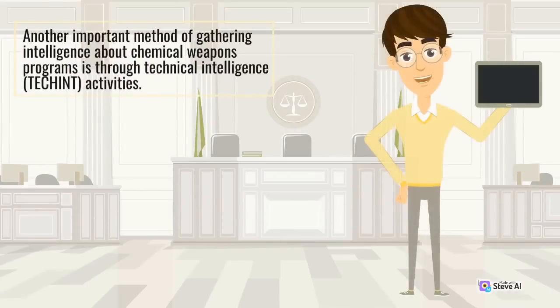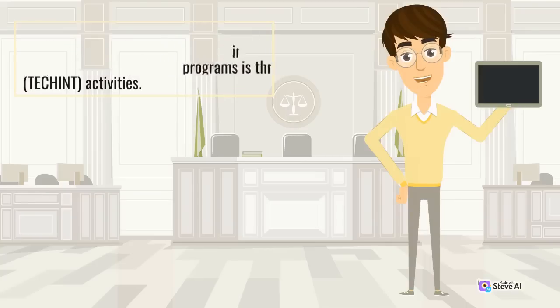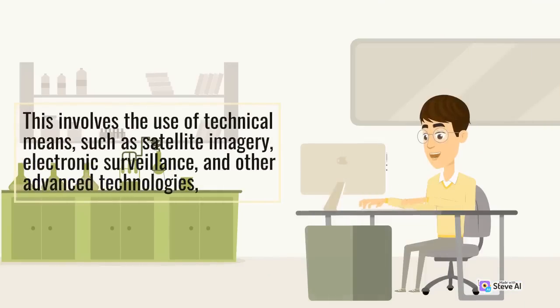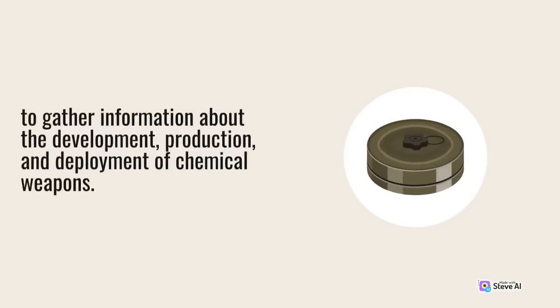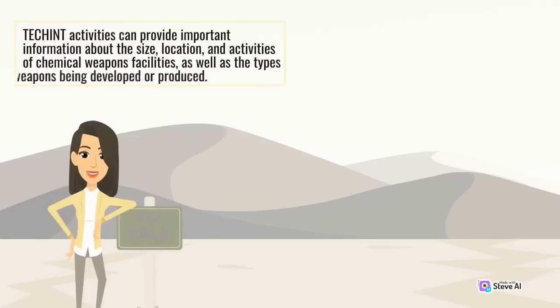Another important method of gathering intelligence about chemical weapons programs is through technical intelligence, TECHINT, activities. This involves the use of technical means, such as satellite imagery, electronic surveillance, and other advanced technologies, to gather information about the development, production, and deployment of chemical weapons. TECHINT activities can provide important information about the size, location, and activities of chemical weapons facilities, as well as the types of weapons being developed or produced.